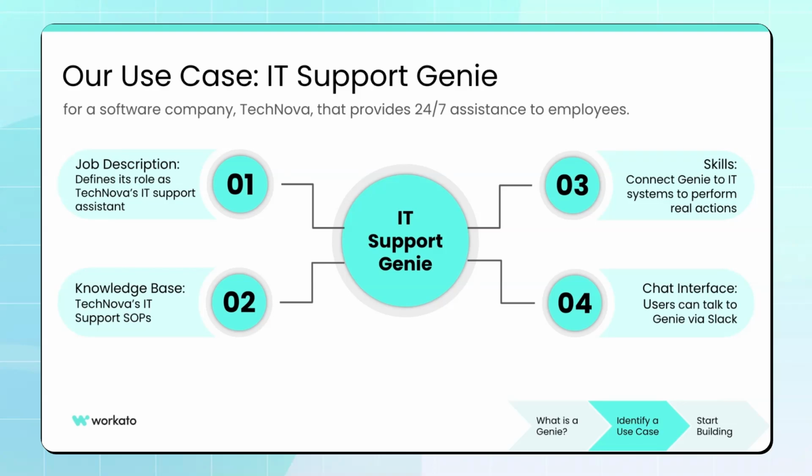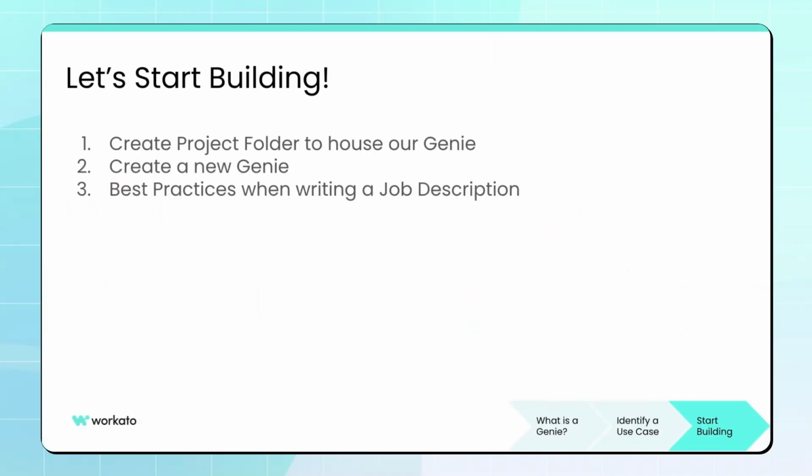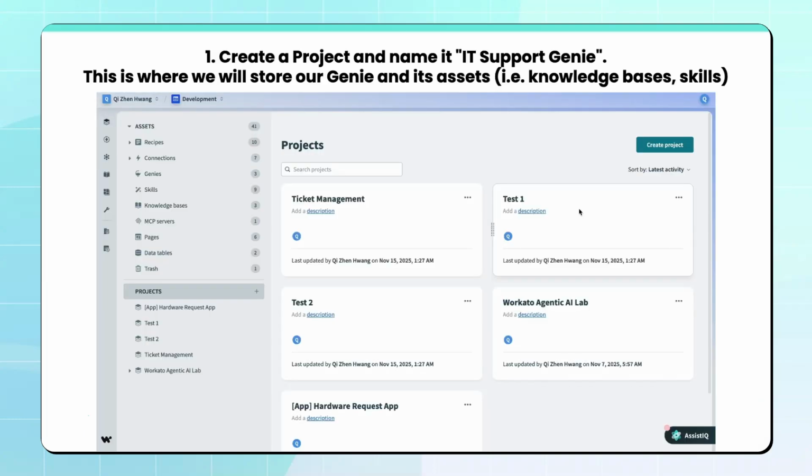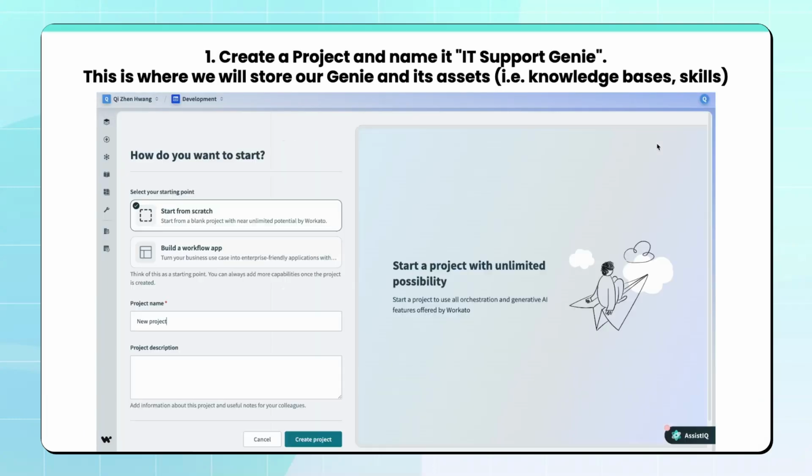To build a fully functional and capable Genie, we will need to configure its four key components. In this walkthrough, we will be focusing on the job description. Without further ado, let's hop onto Workato. First, let's create a project to house our Genie and its assets. This makes it easier for us to locate things as we add more capabilities to the Genie down the road.